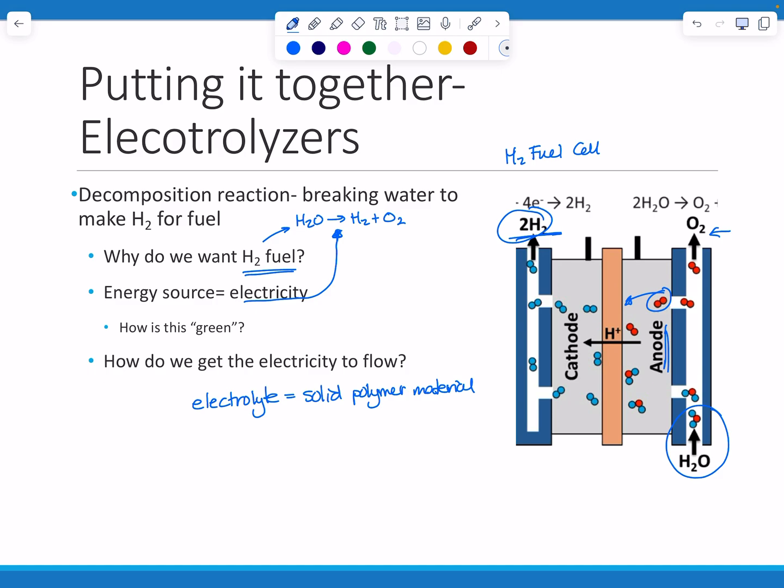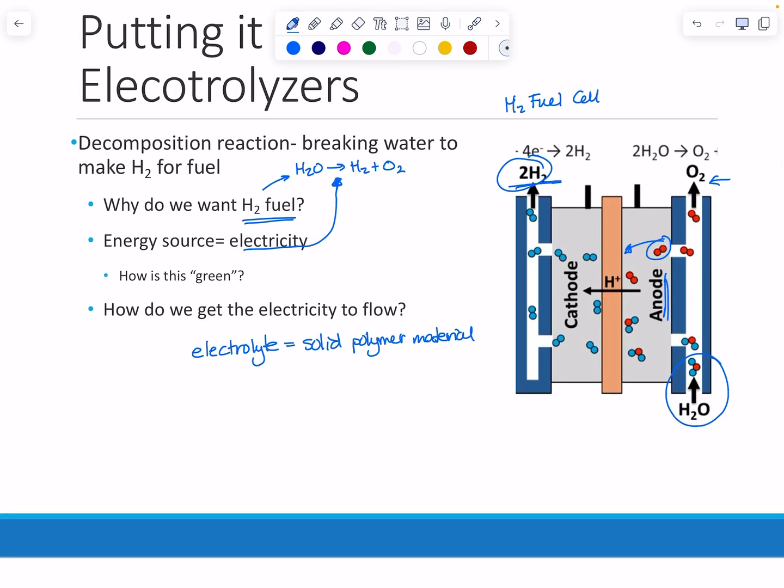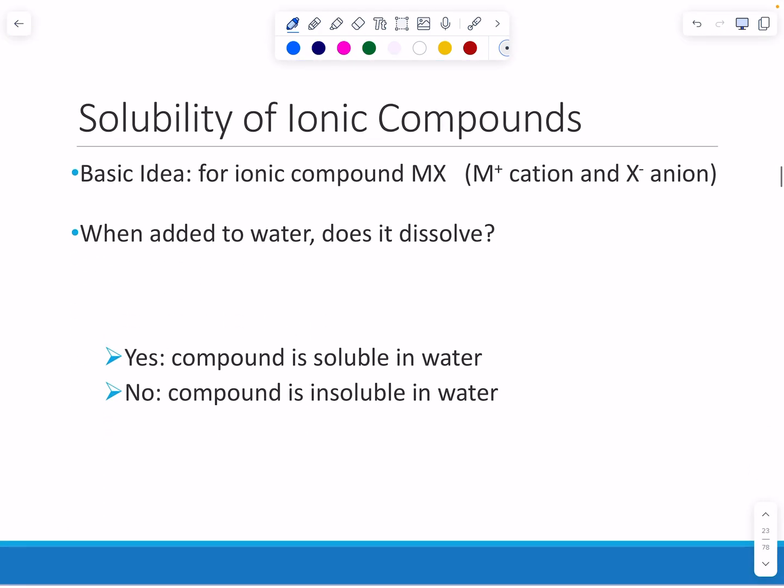But to do this process, you have to have a material. And so the electrolyte is this gray stuff that's in there. And so that's what your charges are going to be flowing through. All right, so now we're going to talk about the solubility of ionic compounds.